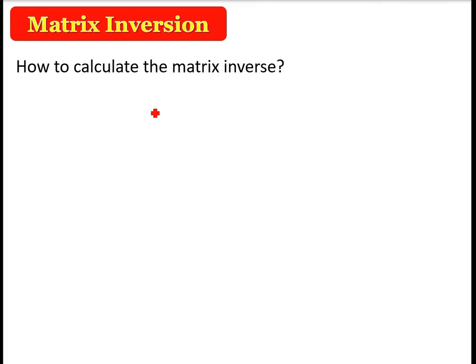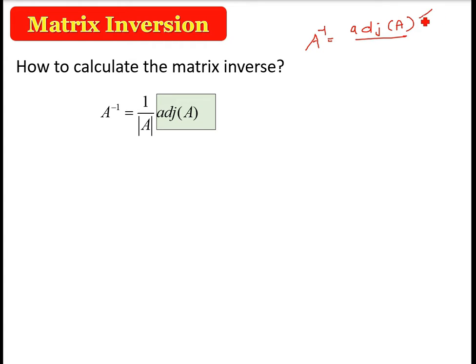So how do we calculate the matrix inverse? The easy way is to take the inverse, and that is only division of two things. The numerator will have the adjoint of A, and the denominator will be the determinant of A. Adjoint A is nothing but the transpose of the cofactor matrix. I'll just show you how.